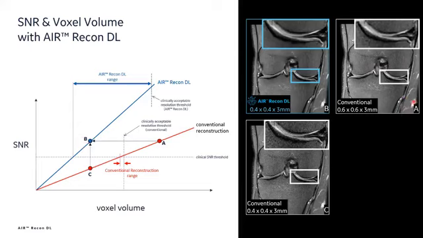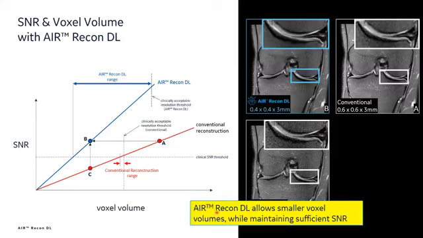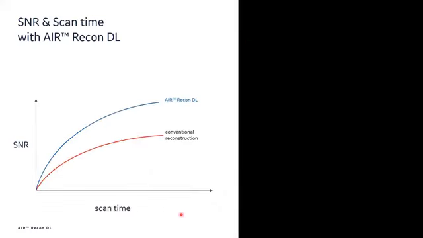It is too large of a voxel volume. It does have adequate SNR. Point C has a very small voxel volume, but simply doesn't have enough SNR. And then point B gives you the best of both things, a small voxel volume and more than enough SNR to make your diagnosis. So that is how SNR and voxel volume behave with AIR Recon DL. And basically that's the point there. Let's take a quick look.